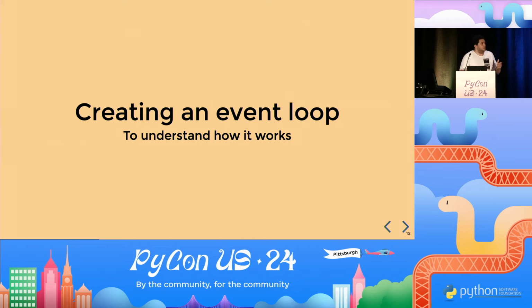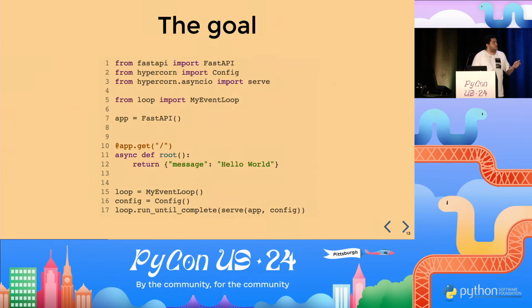To understand how everything works, we're going to create our own event loop. The ultimate goal is to run this FastAPI application. It's pretty simple, just sending a hello world message. And the goal is that our event loop will be able to serve those requests.